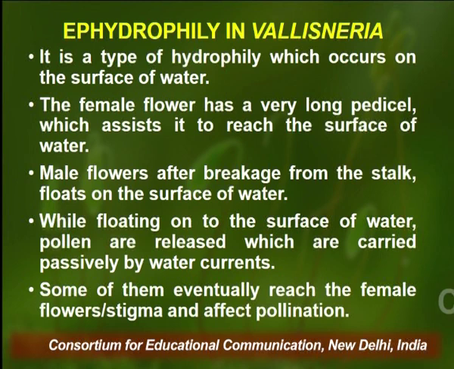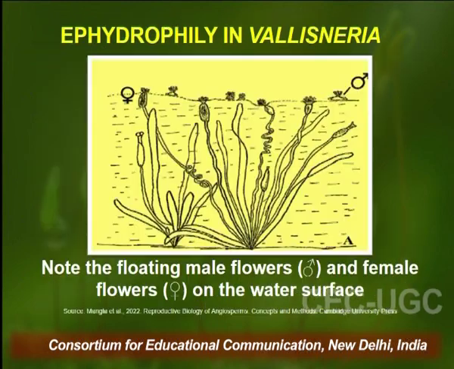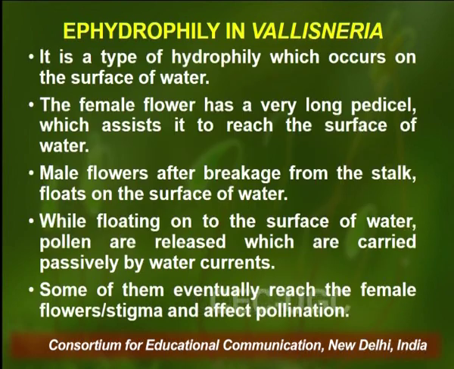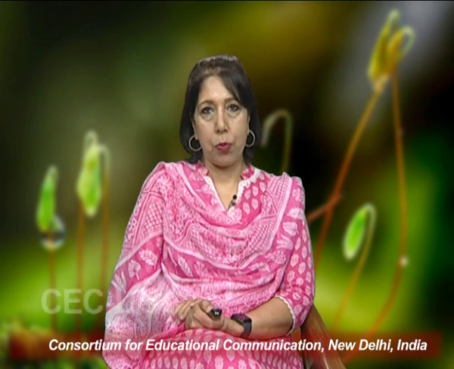This is a type of hydrophily which occurs on the surface of water. Female flower, like you have seen here, has a very long pedicel, and you can also see that sometimes it becomes a little bit coiled. Female flower has a long pedicel which assists it to reach the surface of water. Male flowers, after breakage from the stalk, come to float on the surface of water, and while they are floating, pollen are released which are carried by the water currents to the stigma. So eventually they reach the female flower stigma and they effect pollination.